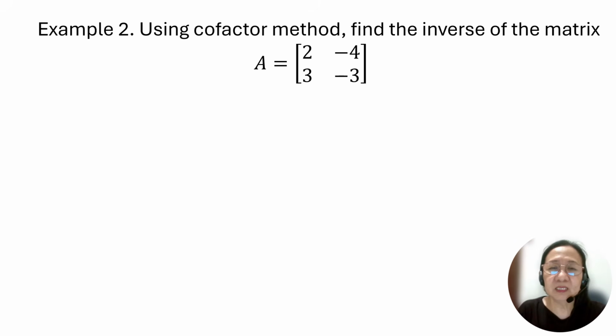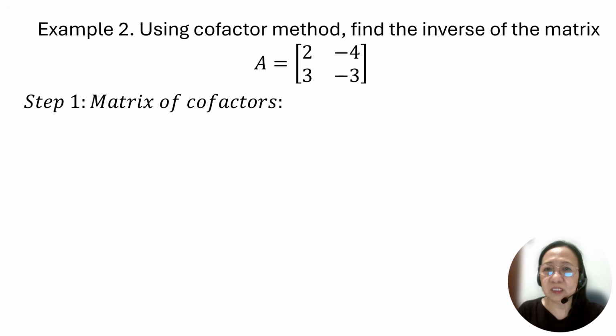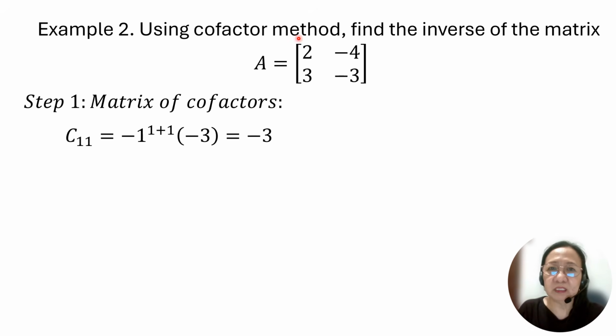Next example. Using the cofactor method again, let us find the inverse of the matrix whose entries are 2, negative 4, 3, negative 3. So again, first step, let us find the matrix of the cofactors. So start with C sub 11. C sub 11 is represented by 2. So the number is located in the first row and first column.